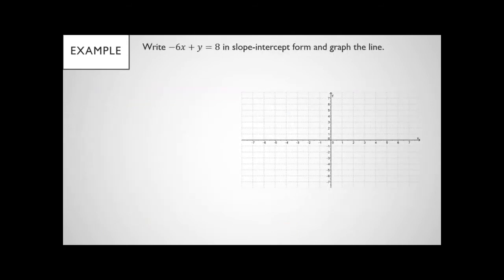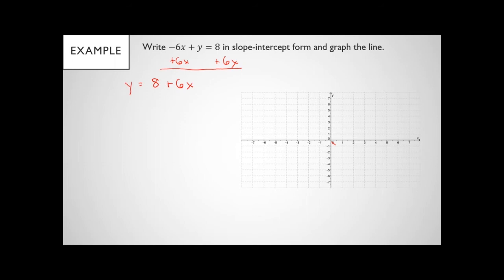Now, when you have something that's not in slope-intercept form and you want to graph it, the best thing to do is to put it in slope-intercept form and then use the slope and the y-intercept to graph. So we have negative 6x plus y equals 8. To put this in slope-intercept form, I'm going to add 6x to both sides. This gives me y equals 8 plus 6x.